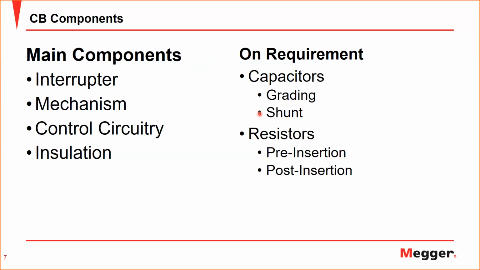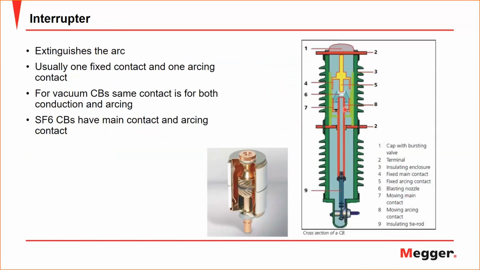We'll talk about the general components that you might find, like the interrupter, mechanism, and control circuitry. So starting with the interrupter, its main job is to interrupt or break the circuit during normal condition and during fault condition. Especially for the fault condition, your interrupter should be able to extinguish any arcing happening because of fault currents at different ratings, different fault current levels, different voltages.